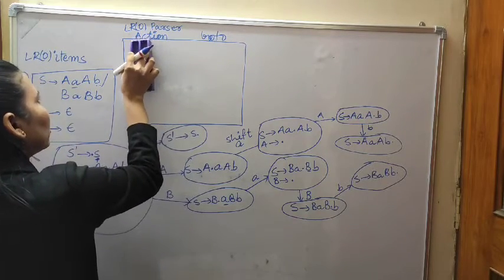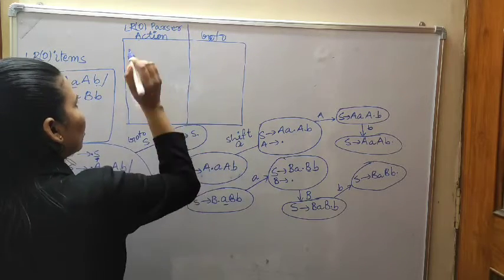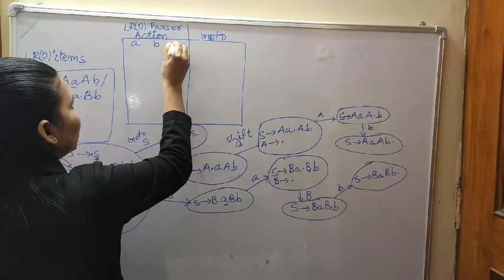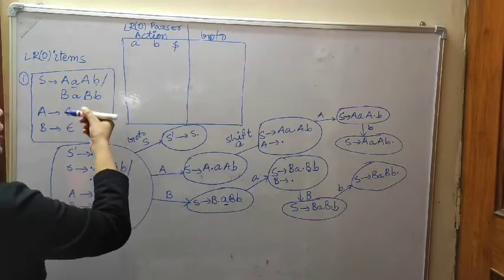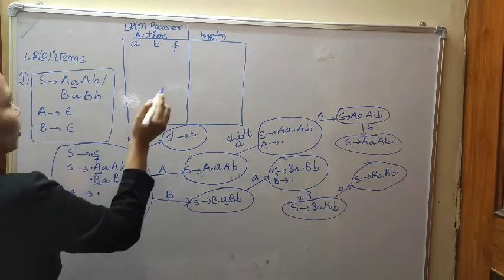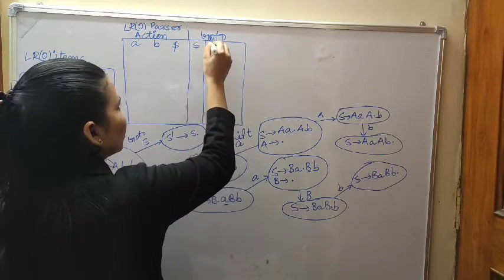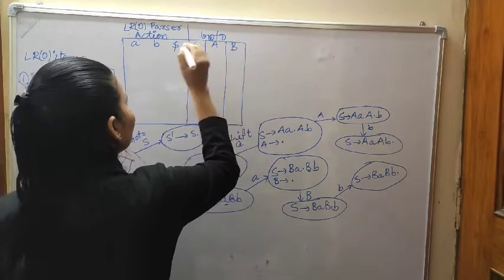In the action part we will write a, b, dollar, and in the go-to part we will write the non-terminal variables. What are the non-terminals? S, A, B.